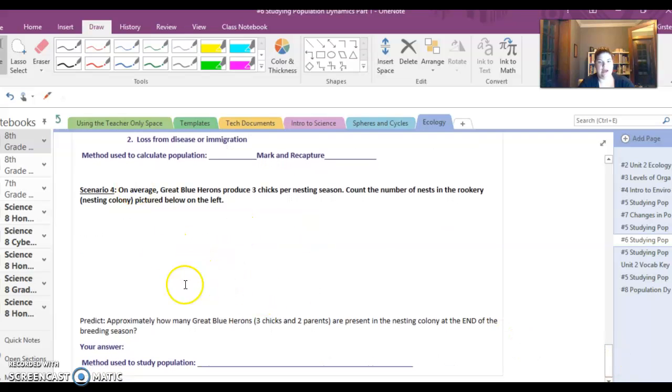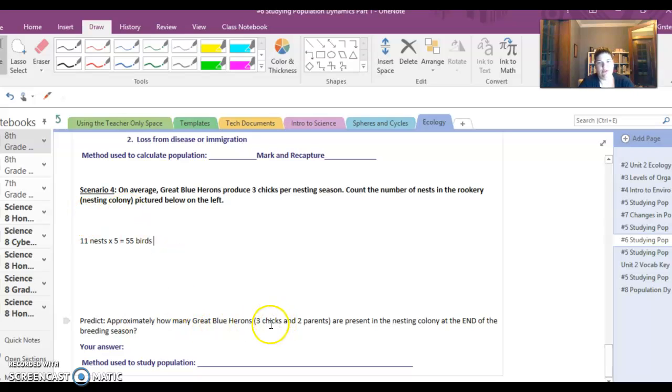Okay, blue heron. So the picture didn't copy over here, but if you remember from the picture, there were 11 nests in the trees. And we said that we want to know the number of blue herons after the breeding season. So after the breeding season, there would be 3 chicks approximately and 2 parents per nest. So that means that there would be a total of 5 birds per nest. So if I multiply those 11 nests by 5, that'll give me 55 birds.